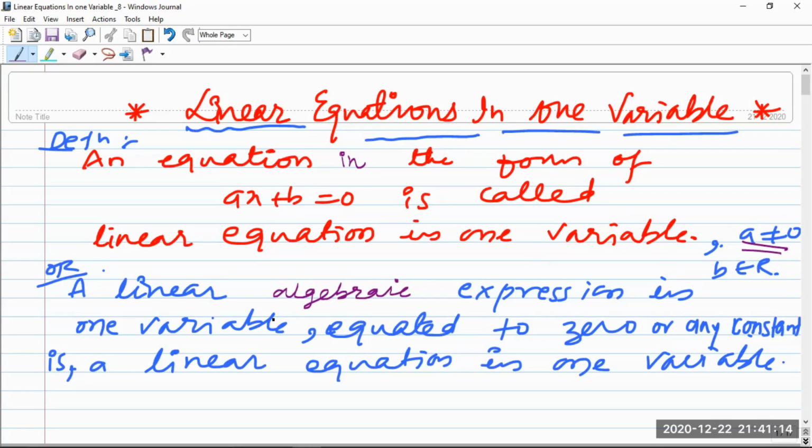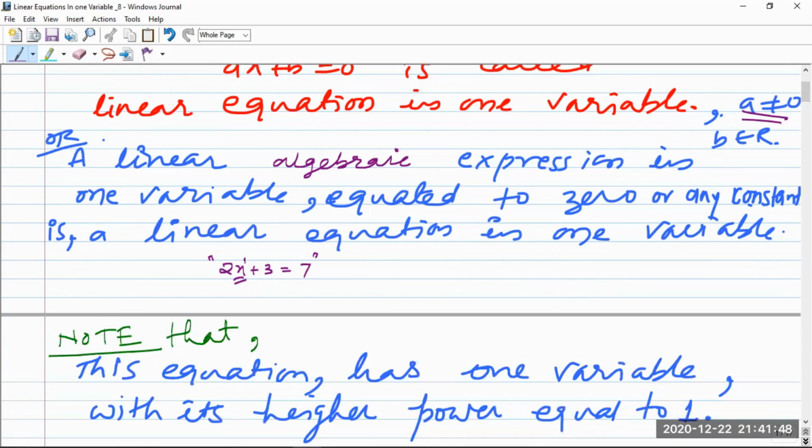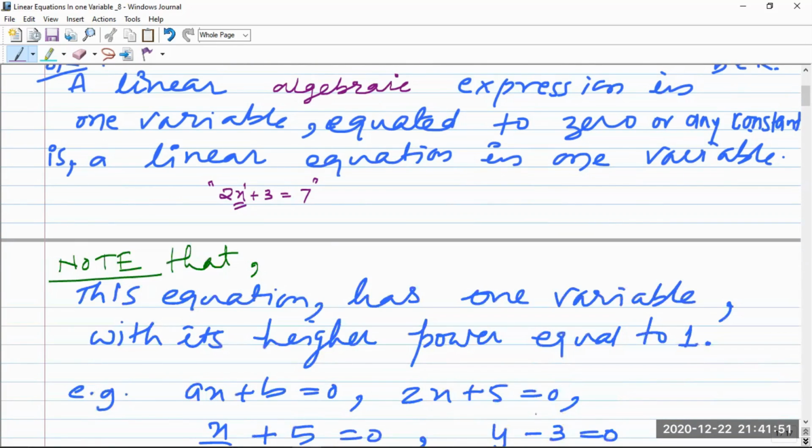Or we can also define it as a linear algebraic expression in one variable which is equated to 0 or any constant, which is nothing but a linear equation in one variable, right? The equation may be like this: 2x plus 3 equal to 7. So this may also be a linear equation in one variable because it has one variable having its higher power equal to 1. Clear? We must note that the higher power of variable x is always equal to 1.